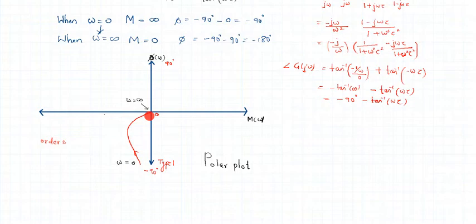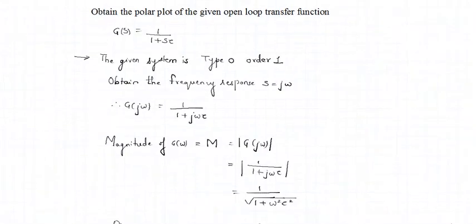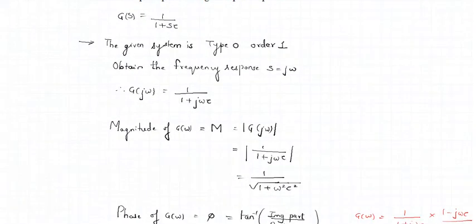Let us now understand the polar plot of one more example. Here we have changed the type of the system. It's a type 0 system and the order is 1. So let's start with the same procedure we followed for the earlier problem. The very first step is to put the given transfer function in the frequency domain. So we'll replace s by j omega, and what we get is 1 upon 1 plus j omega tau.